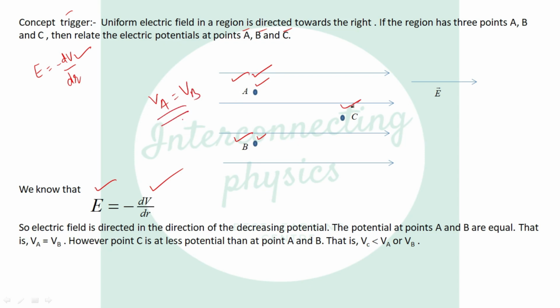But what is the potential for point C? From this relation, the electric field is in the direction of decreasing potential. Electric field in the direction of decreasing potential means the electric field is going in the positive x-axis. It means along the positive x-axis the potential will decrease. So at point C the potential value will be less than VA and also less than VB. That is, the potentials at points A and B are equal, and the potential at C is less than at points A and B.